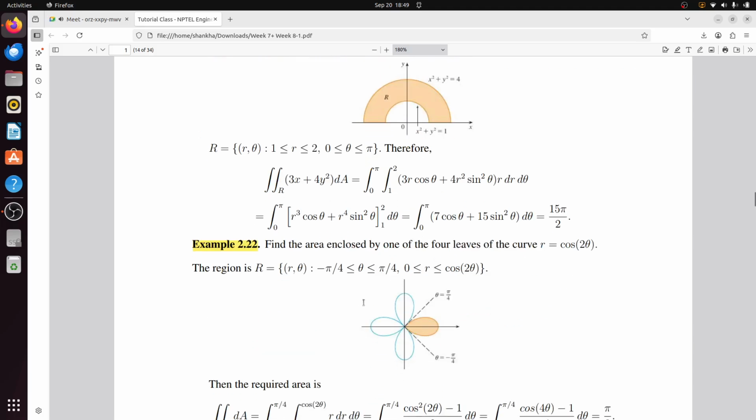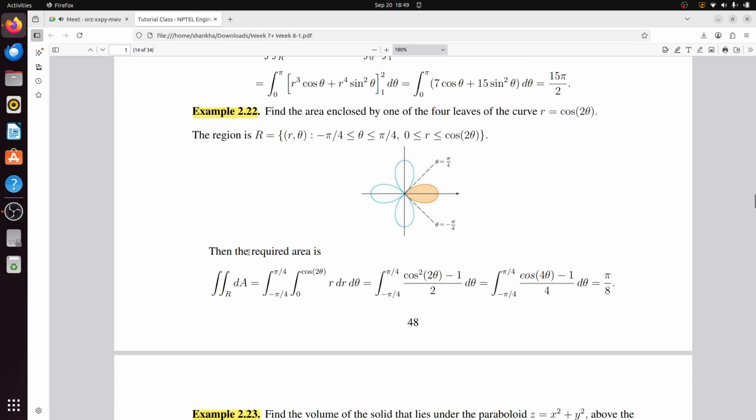So I need to find the area enclosed by one of the four leaves of the curve r equal to cos 2 theta. Then the required area is the integral of r dA, theta from minus pi by 4 to pi by 4, r from 0 to cos 2 theta, r dr d theta. So this is just like this rotation: this is 90 degrees, this is 3 pi by 2, and then it is like that. Here this is another 90 degrees, here another 90 degrees, so they are symmetrical.